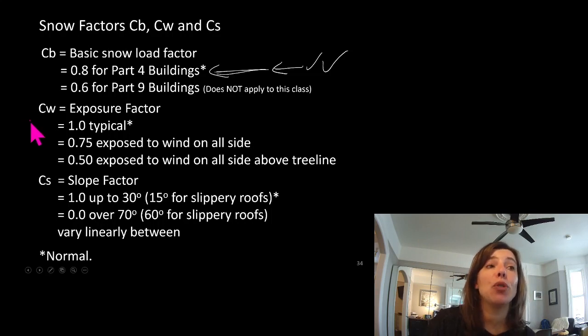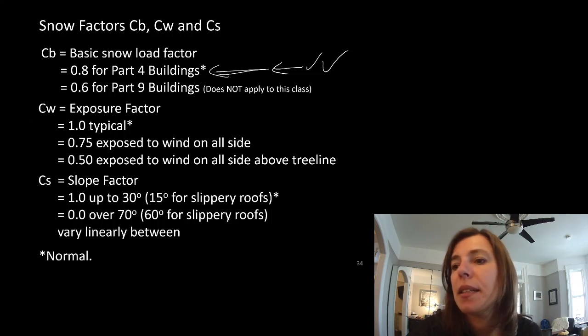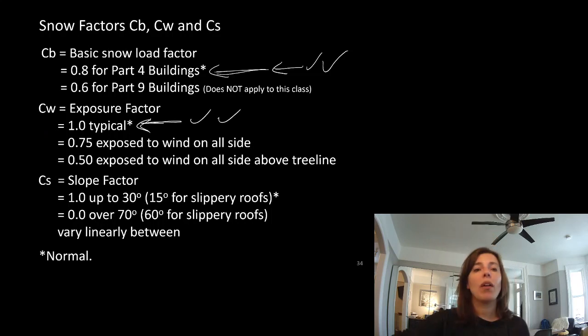CW is the exposure factor. Look at this. You're going to use 1. I don't think I have ever asked my students to use anything but 1 because it is so impossible to use. I've never been able to make it work. I haven't designed any projects in the prairies, but what this is saying is that if your building is fully exposed on all sides, wind can blow the snow off your roof.